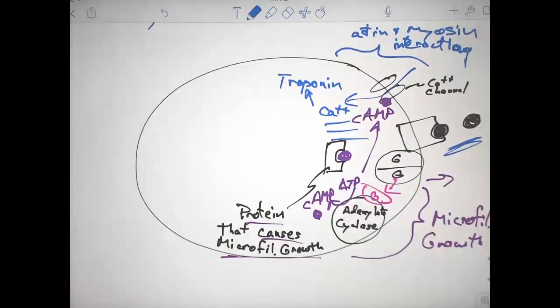There are many different forms of myosin that go to specialized different regions of a cell and are used in different ways. There are different troponins. There are multiple proteins that can cause microfilament growth, and so different kinds of cells are regulated and move in some different ways. The two ways I've just discussed are two of the major ones.